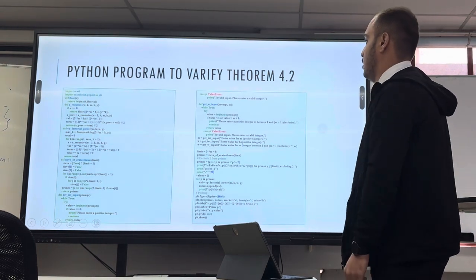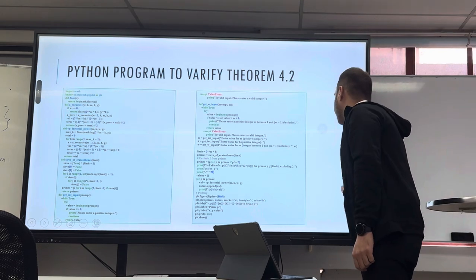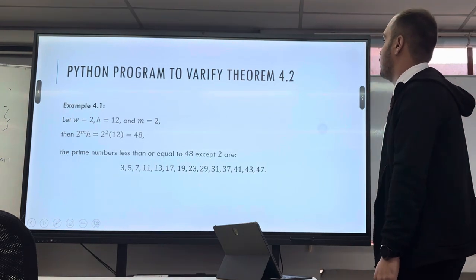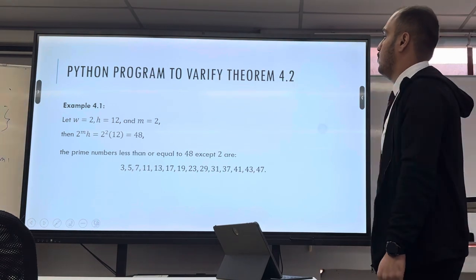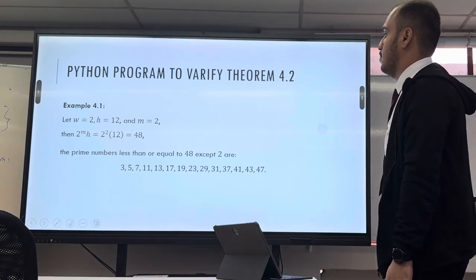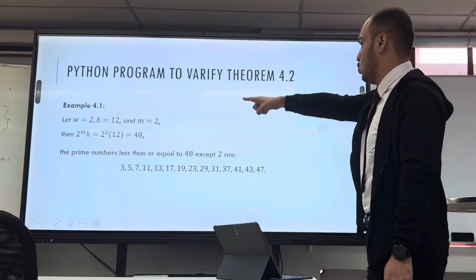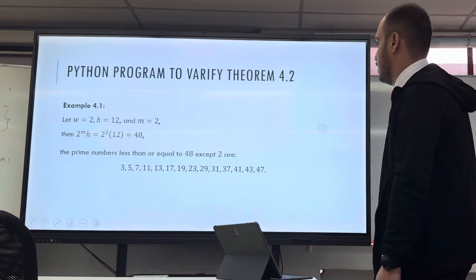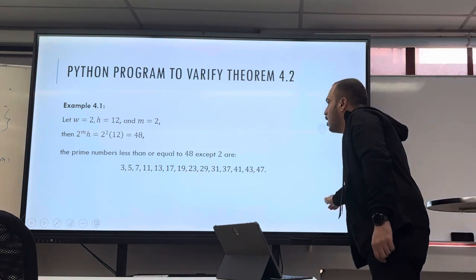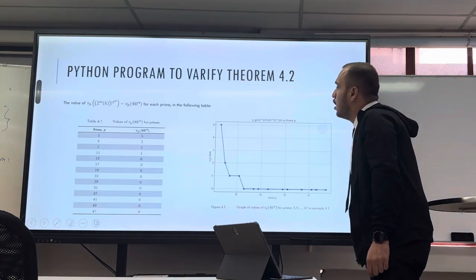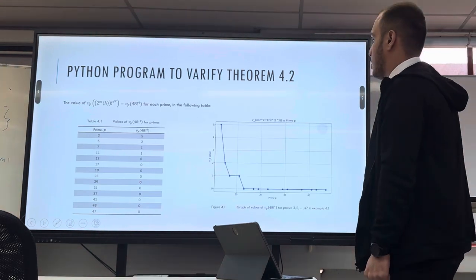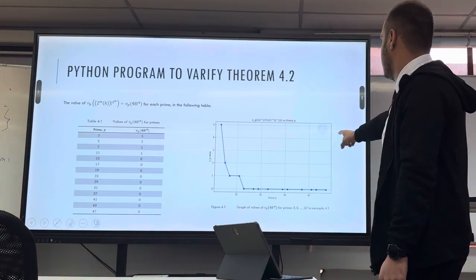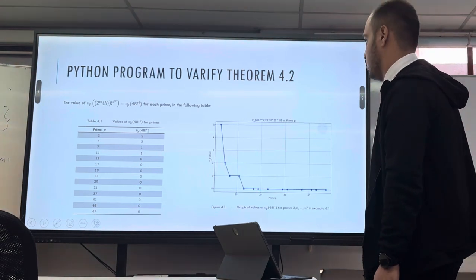This is the script of the Python program. Here we have an example using the Python program. We put these values for our variables, and the Python program calculates 2 power mh and finds these primes in the limit. Using the Python program, we get these exponents for the primes, and this is the graph of solutions.